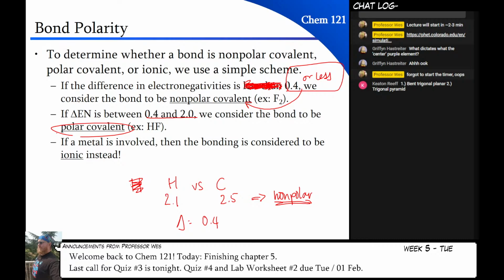The term covalent is just to indicate we're still sharing electrons. Nonpolar covalent means we're sharing them equally, virtually equally. The electrons are right in the middle. Polar covalent means they're shoved off to some side, like with HF or HCl, like I just showed you.